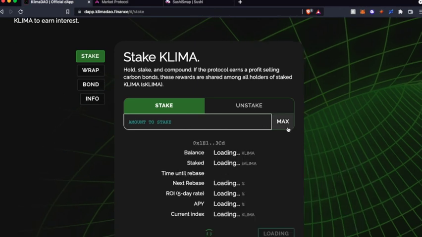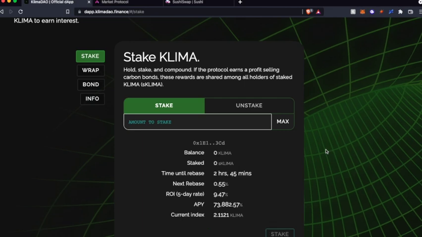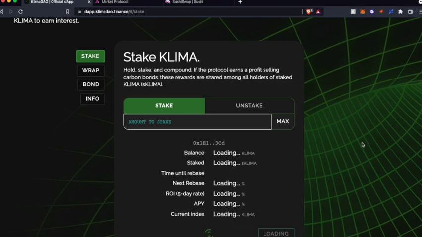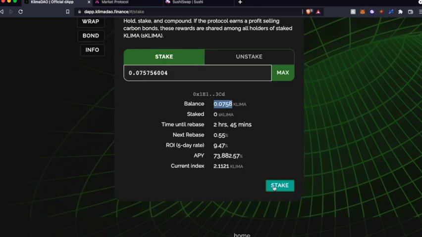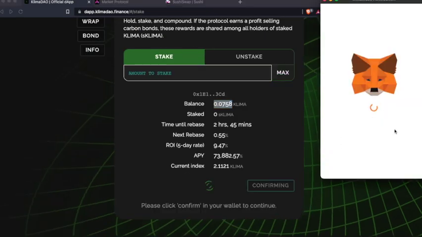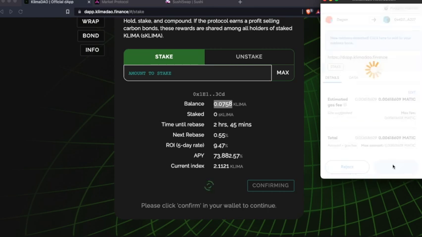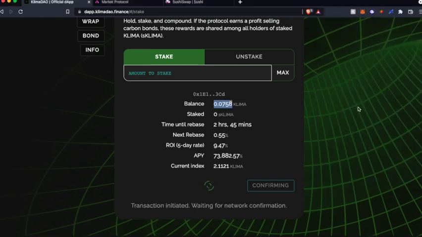Okay. Now come here to the Klima page. Sometimes it takes time to refresh. So now I've got 0.07 Klima that I borrowed. Now I will go and stake it here. Okay. Might take a couple of minutes.